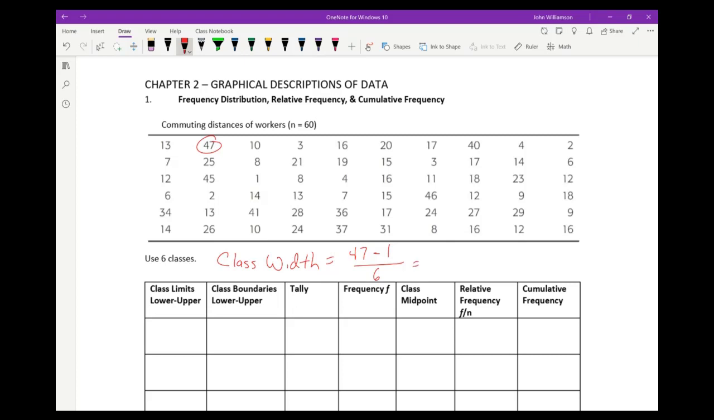So if you plug that in your calculator, what do you get out? 7.667, right? So 7.6, and it's repeating forever, right? So we don't care. As soon as you see a decimal, no matter what, round up. So for us, we're going to let the class width be 8.